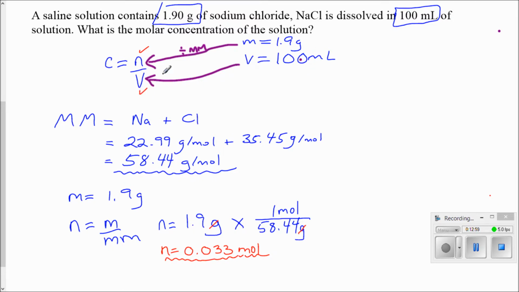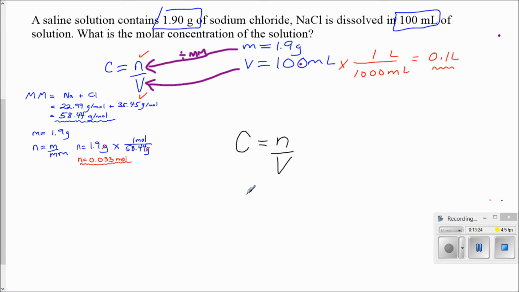We had volume before. One thing that we have to check is that our volume is always in liters. So what I'm going to do to my milliliters is convert it to liters. So for every 1 liter, there are 1,000 milliliters. In our calculator, that means we're going to divide 100 by 1,000, which is equal to 0.1 liters. So now we have our volume, we have our moles, we can just substitute in. So c equals n divided by V. It's actually little c. I know it looks like a big C there, but it's actually lowercase c. And our moles are 0.033 moles. My volume is going to be 0.1 liters.